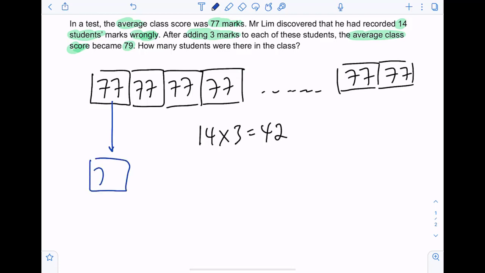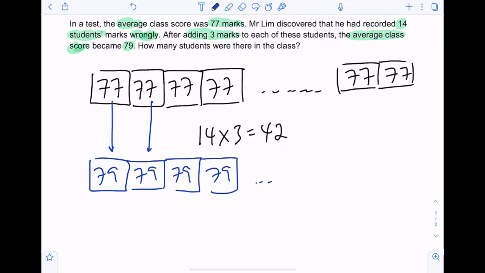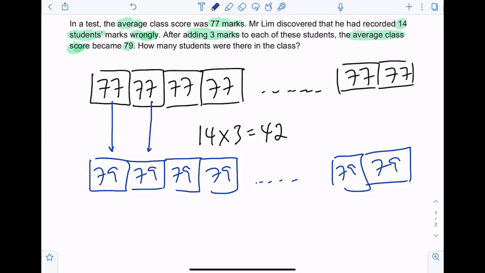increased to 79. This guy also went up to 79, and so on. Everyone's marks now became 79. The last student also 79 marks. Draw that again.